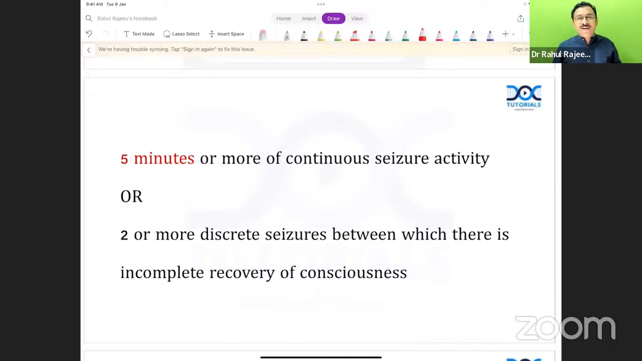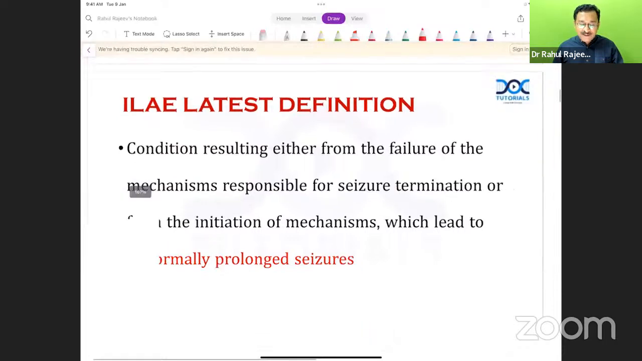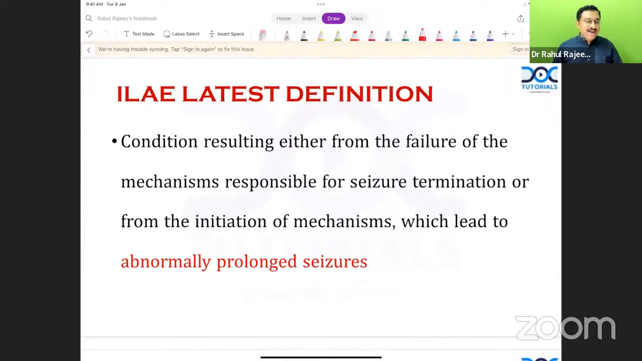But if you go according to the International League Against Epilepsy, that is ILAE, the latest definition is that status epilepticus is a condition that results either from a failure of the mechanisms responsible for seizure termination, or from the initiation of mechanisms which lead on to abnormally prolonged seizures. Now, what is the importance of this new definition? The new definition is more a conceptual definition, incorporating the pathophysiology that goes into status epilepticus.